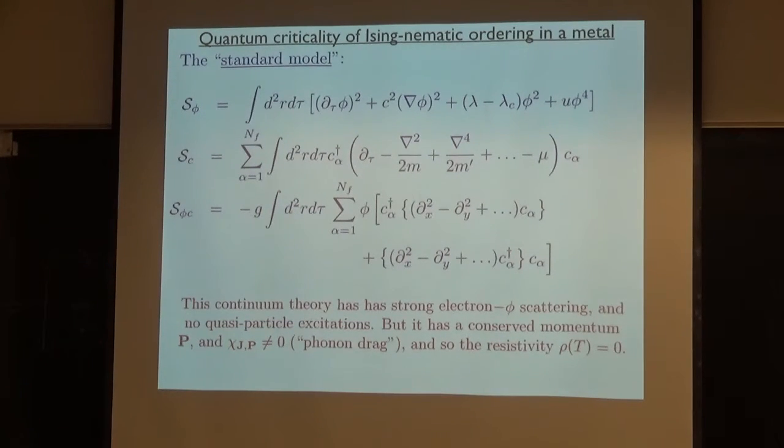This theory has zero resistance. It's an exact statement. This theory has zero resistance because it has a conserved momentum, and this chi J_P not equal to 0 means that the most optimal state carrying current has a non-zero momentum. So the resistance is 0.